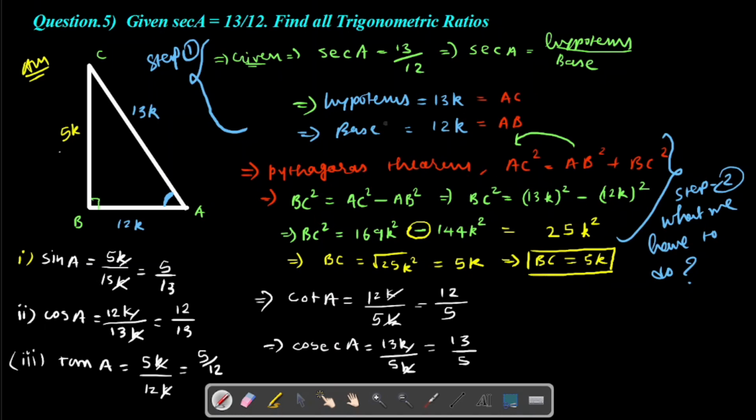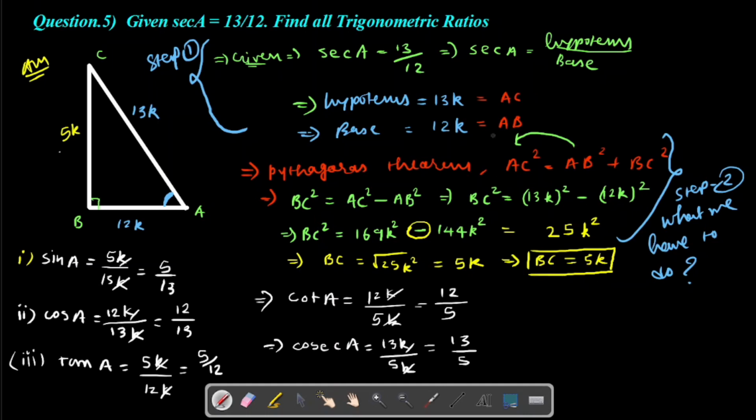Yes, but we are given only two sides, so we have to find one more side. How can we find it? The theorem that strikes our mind is the Pythagoras theorem. We can use the Pythagoras theorem to find the other side, because two sides are already given. If only one side is given, then we cannot use the Pythagoras theorem. Here two sides are given, so we just apply the Pythagoras theorem. That is step two.